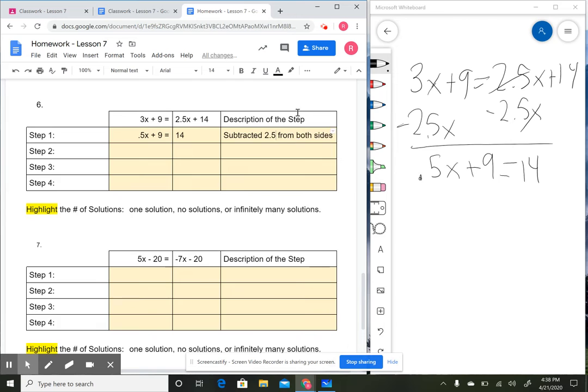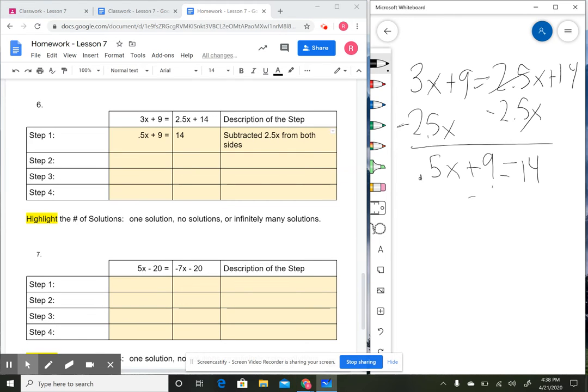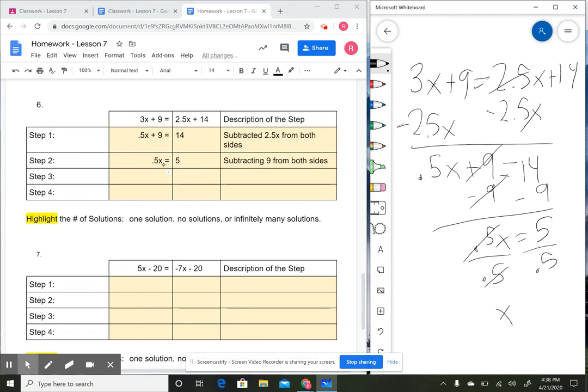So now next step, I'm going to subtract the 9 over. So 0.5x equals 5. 9 minus 9 cancel. 14 minus 9 is 5. So 0.5x is equal to 5. That's from subtracting 9 from both sides. And the last step would be to divide by 0.5. So x equals 5 divided by 0.5.